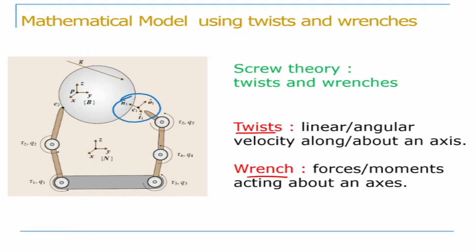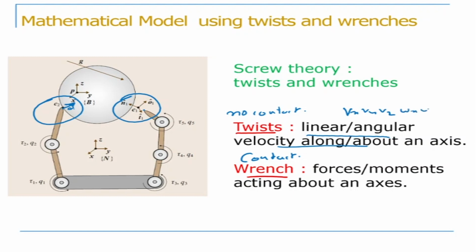In that case, we can apply twists, or linear and angular velocities, at the fingertip along a particular axis. So twists when there is no contact, and when there is contact, we can apply wrenches. That means in this case, I can apply forces and moments about the axis at that contact point. So we have twists when there is no contact, and wrenches when there is contact between the fingertip and the object. Now, what is a twist? It's a collection of linear and angular velocities along or about an axis. And how many do we have? We have 6: Vx, Vy, Vz, Wx, Wy, and Wz.